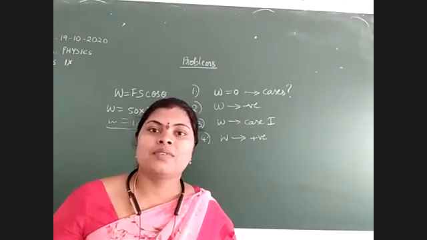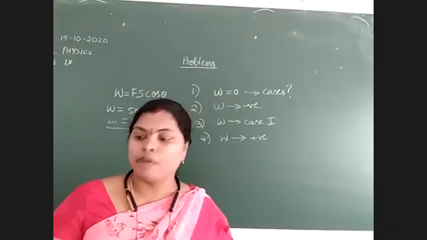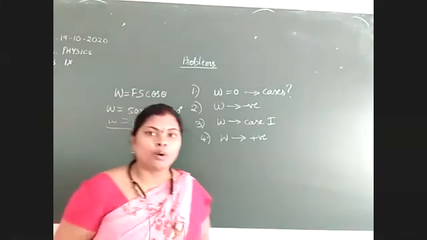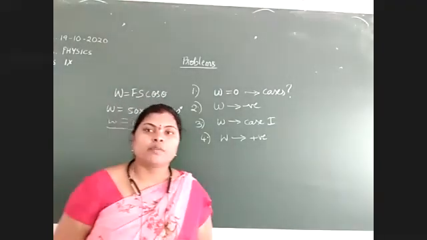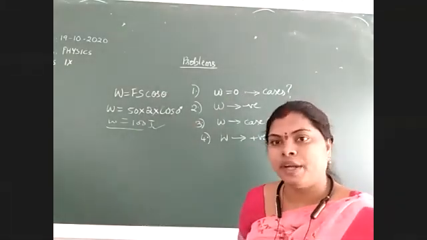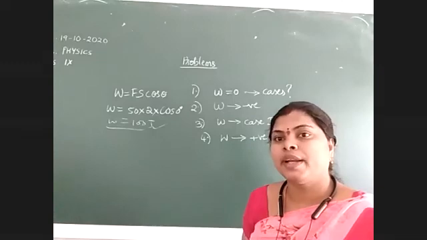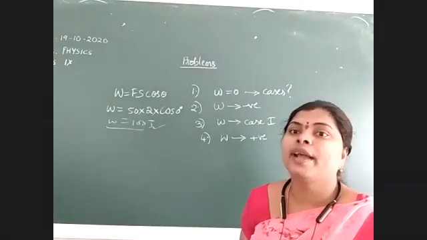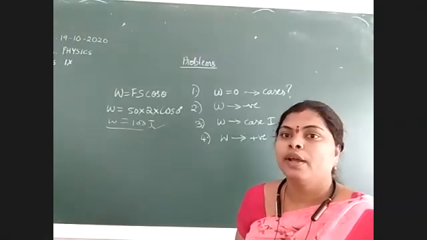Understood. So in this way, you need to find out for all the four cases. Try to find out. It is your homework problem. Try solving all these. For all four, find out the work. In which case you are getting positive, in which case you are getting negative, in which case you are getting work done as 0. Okay. You find it.